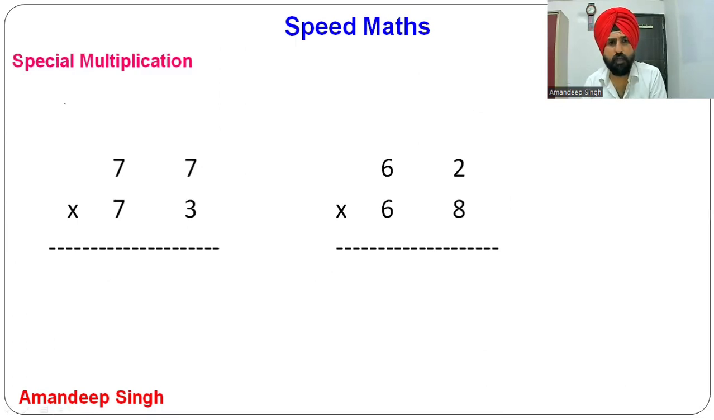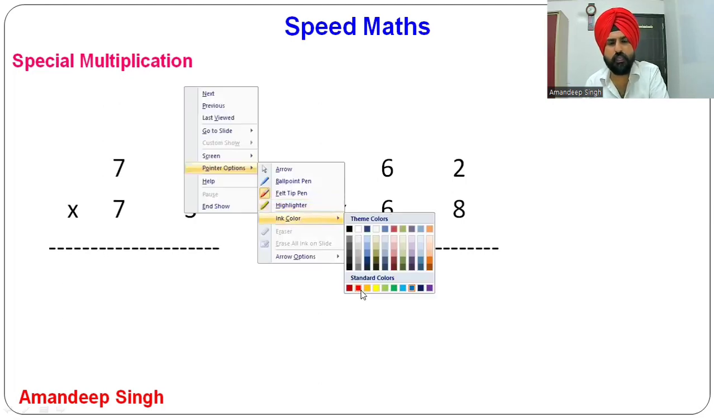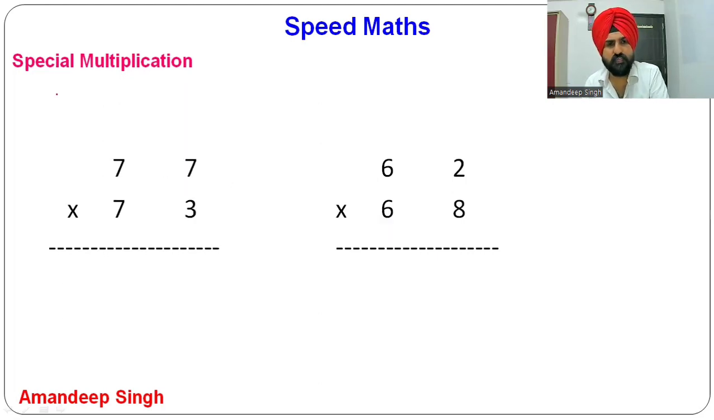Right? All right. So these are some special multiplication. Just look very carefully how I've multiplied these numbers very quickly within seconds. See, it's a special multiplication. Can you see a special property that the sum of digit is 10?